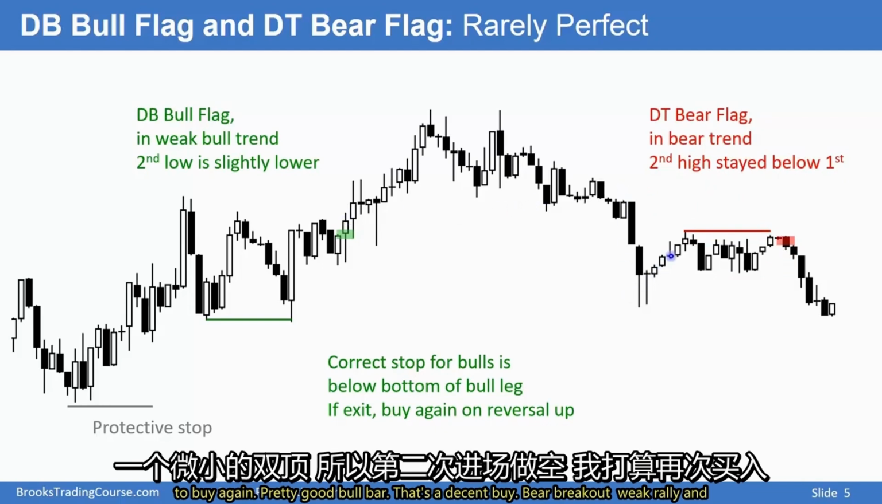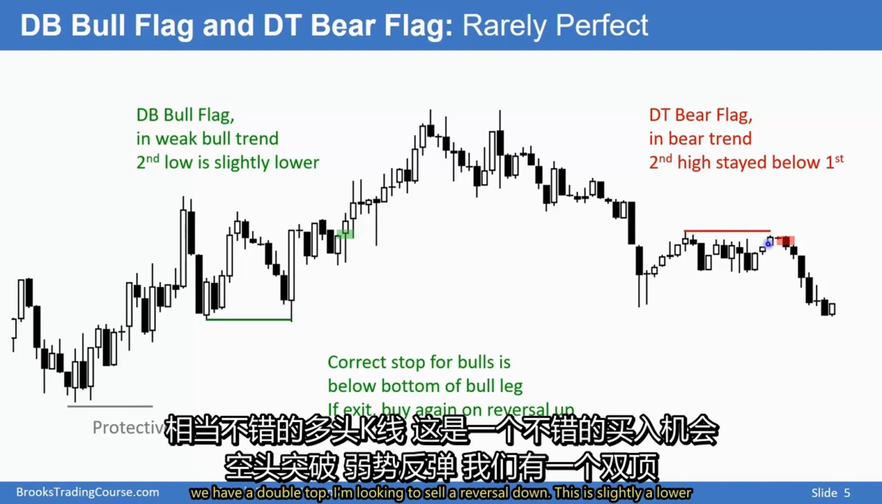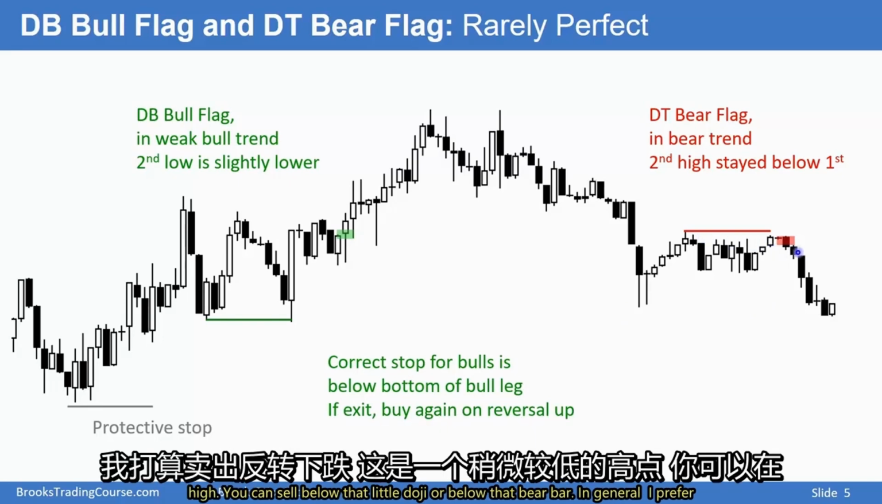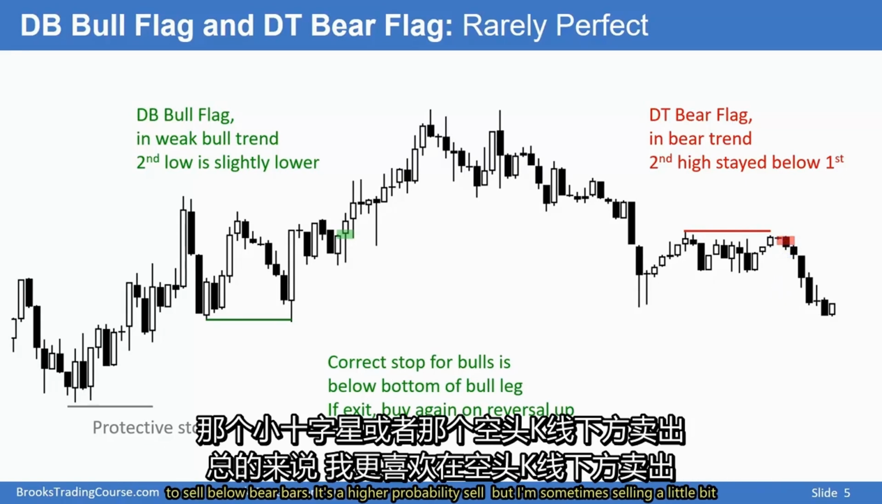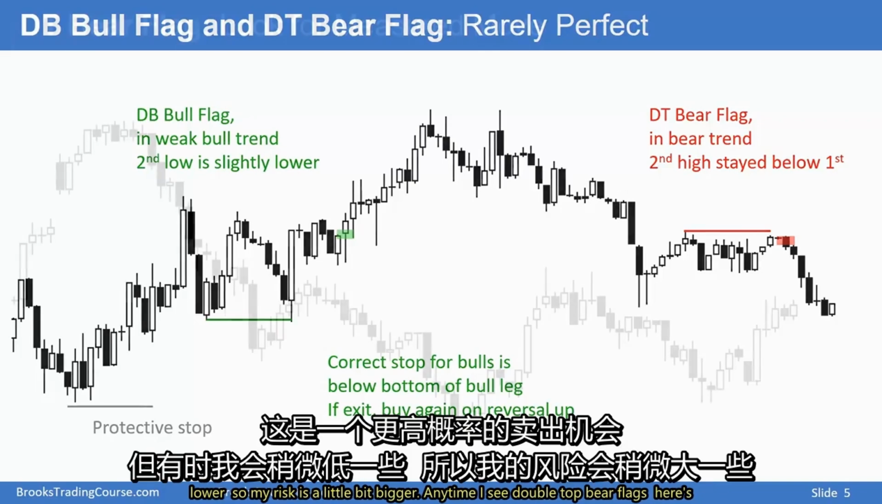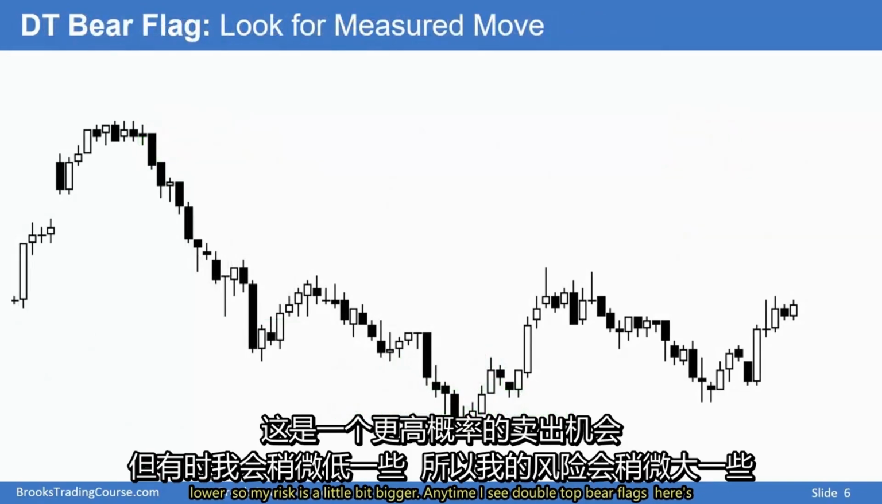Bear breakout, weak rally, and we have a double top. Well, I'm looking to sell a reversal down. This is slightly a lower high. You can sell below that little doji or below that bear bar. In general, I prefer to sell below bear bars. It's a higher probability sell, but I'm sometimes selling a little bit lower, so my risk is a little bit bigger.